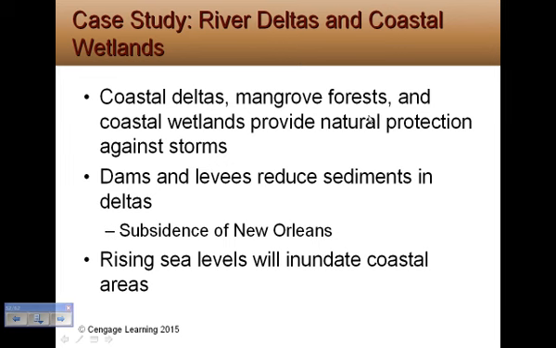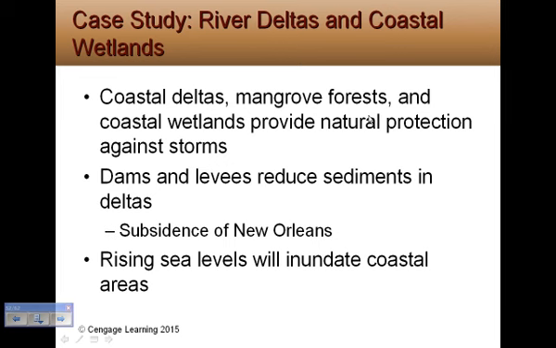Well, if those sediments cannot get down to the delta, down to the mouth of the river, then whatever sediments are there are going to be eroded away by the rest of the water that's there, and so therefore you're going to get an overall lowering of the delta, and that's actually what's happening down in New Orleans, where the land is actually starting to sink.